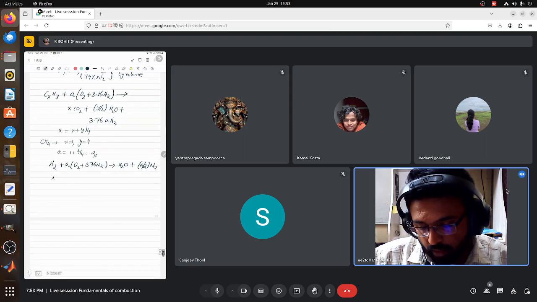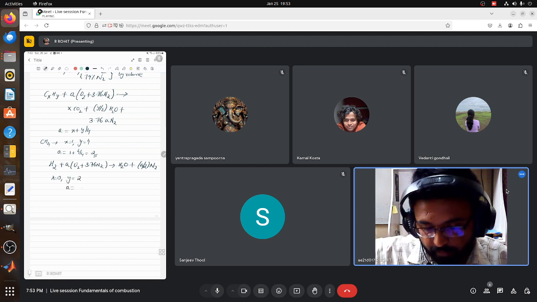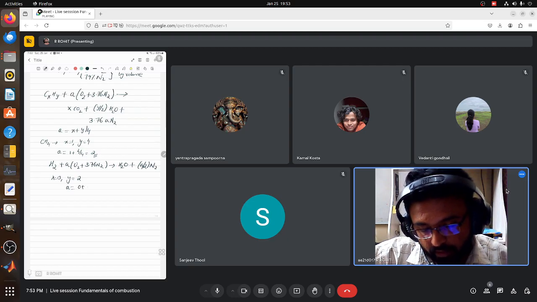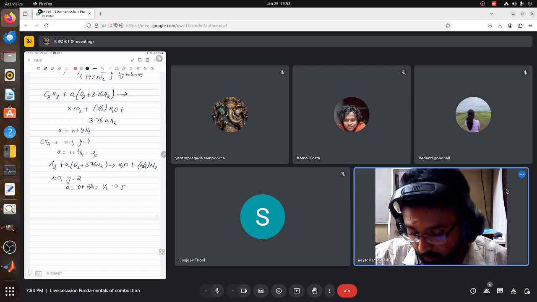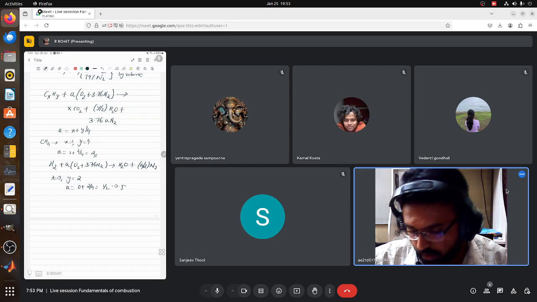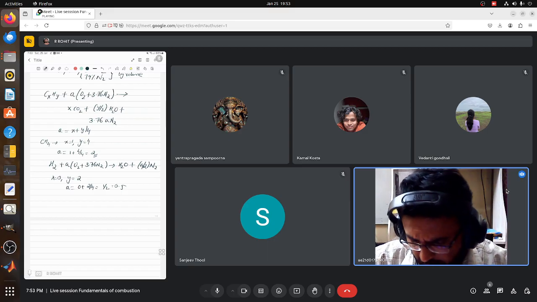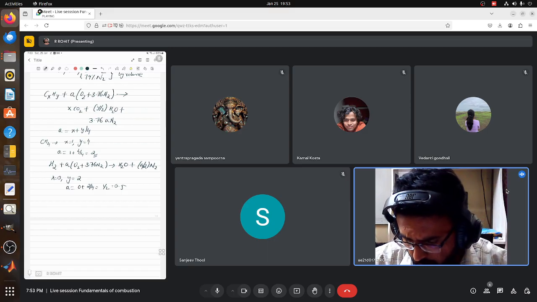Here you don't have carbon at all, so X is 0 and Y equals 2. So your A will be 0 plus 2 by 4, which is nothing but half, that is 0.5. So you need 0.5 moles of air for 1 mole, 1 kilomole, of hydrogen to get complete combustion happening. So these are some things that you need to remember in stoichiometry theory.